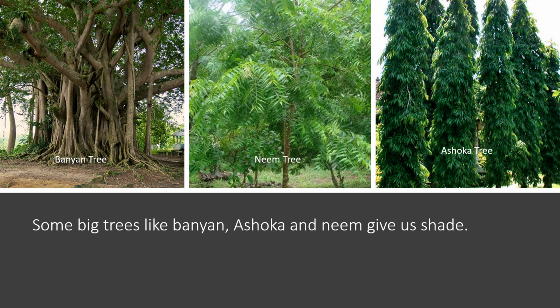Let us learn the spellings here. B-A-N-Y-A-N, banyan. A-S-H-O-K-A, ashoka. S-H-A-D-E, shade. Some big trees like banyan, ashoka, and neem give us shade.